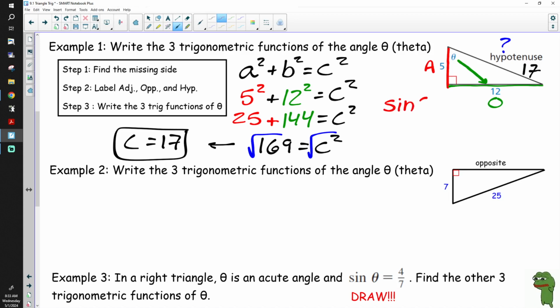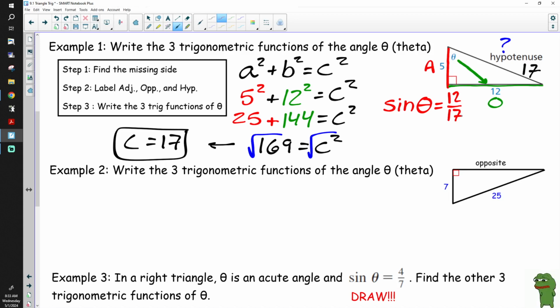Sine theta equals... sine is which two sides have to do with sine? SOHCAHTOA. So, S-O-H. Opposite over hypotenuse. What is our opposite side? 12. Over, what's our hypotenuse? 17. Okay, we're just setting them up.